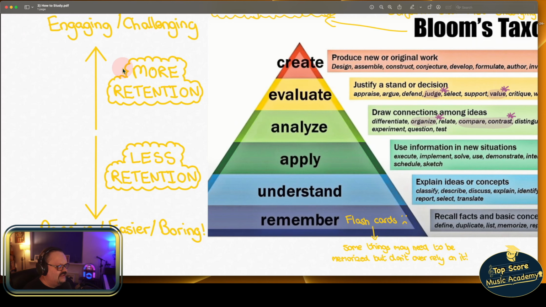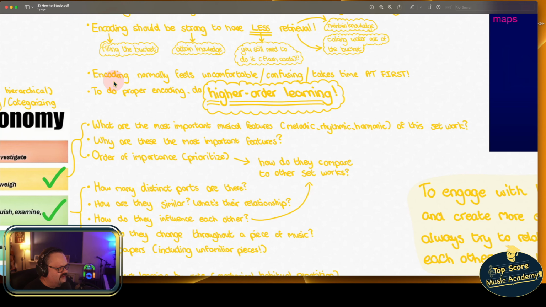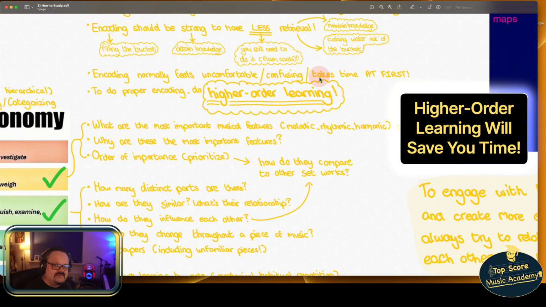That's why it's challenging, and that's why we said over here that when you do efficient encoding or higher order learning by analyzing and evaluating things, it will feel uncomfortable. It will feel confusing, and because it's challenging and it takes time the first time you do it, but you will save so much time in the long run.